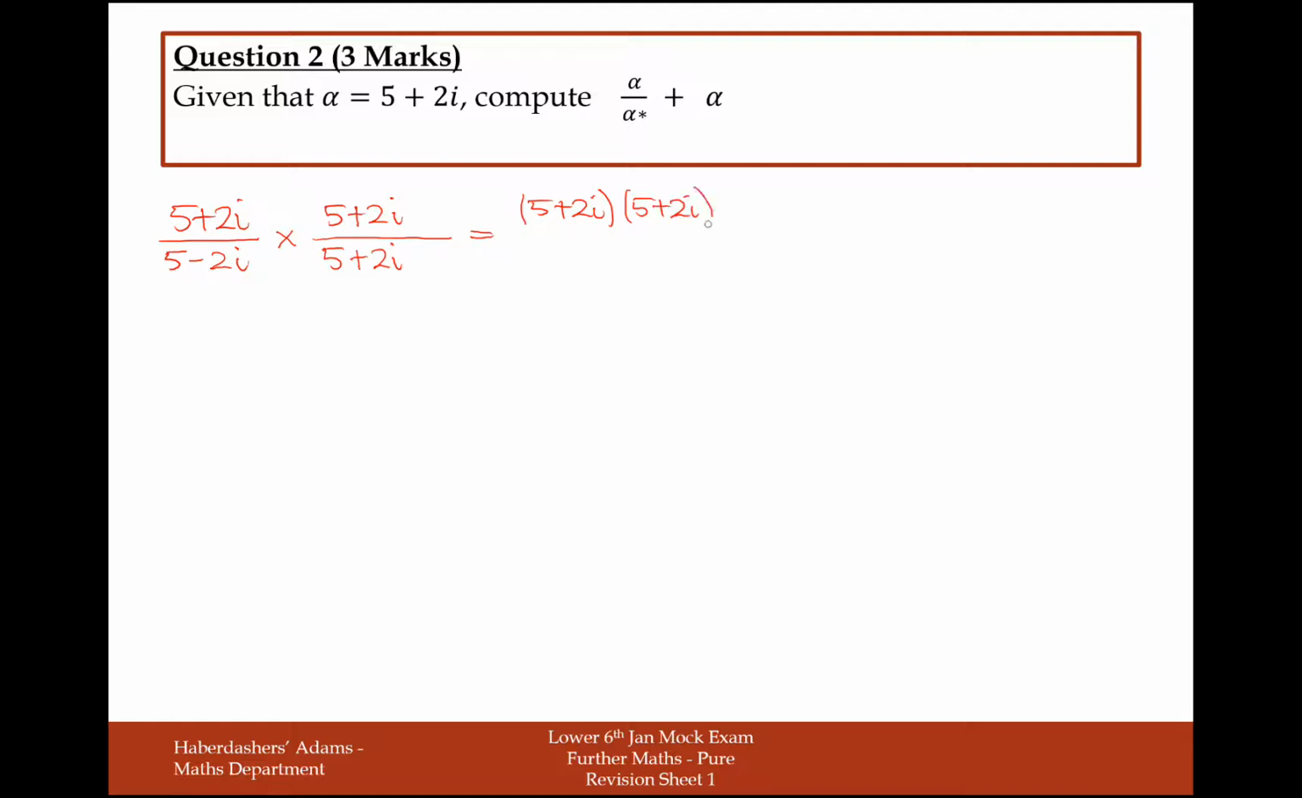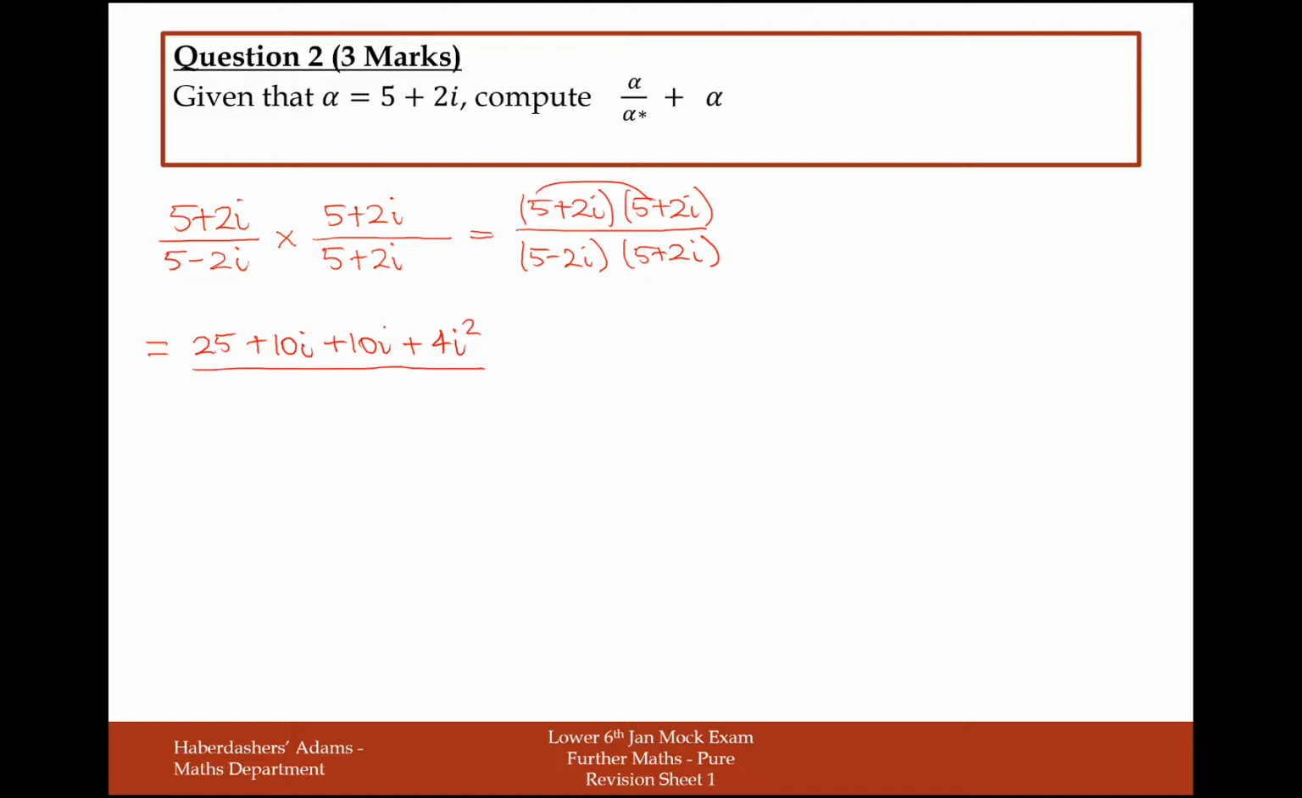Timesing the tops of my fractions together, I have 5 plus 2i times 5 plus 2i, and on the bottom I'll have 5 minus 2i times 5 plus 2i. And now I need to simplify this by expanding the bracket, making sure that I times every component in the left-hand bracket by everything in the right-hand bracket. So 5 times 5, that makes 25. 5 times 2i, that makes 10i. Moving on to the second bit, 2i times 5, that makes 10i. And 2i times 2i, that makes plus 4i squared.